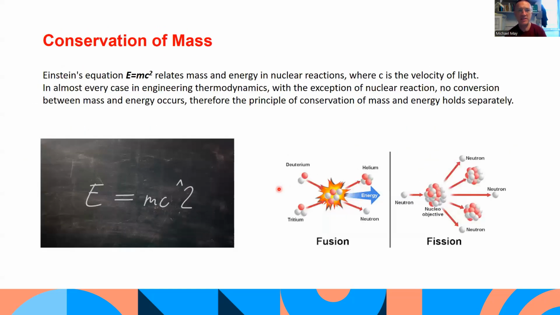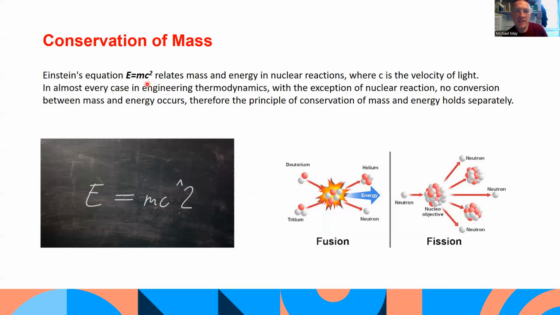And the exception to this is nuclear reaction. According to Einstein's famous equation, E equals mc squared, we can take an amount of mass and we can turn it into energy. But beyond nuclear reaction, for all other thermodynamic processes, we can assume that the conservation of mass and the conservation of energy both hold true and hold separately.